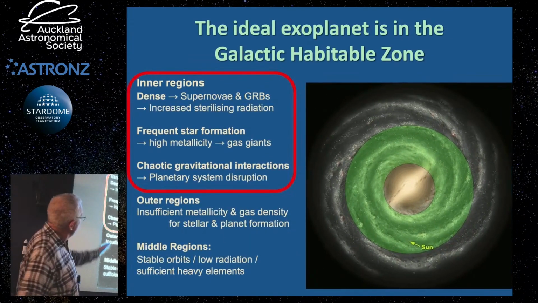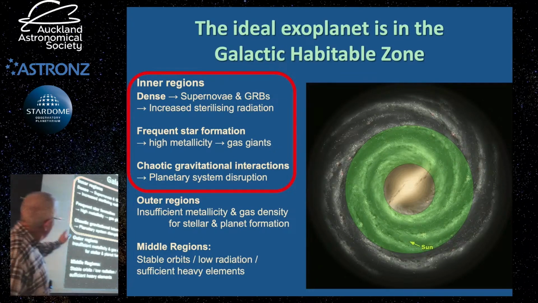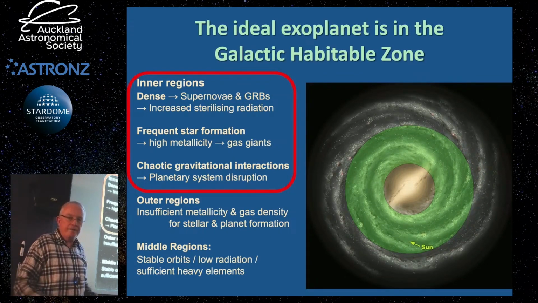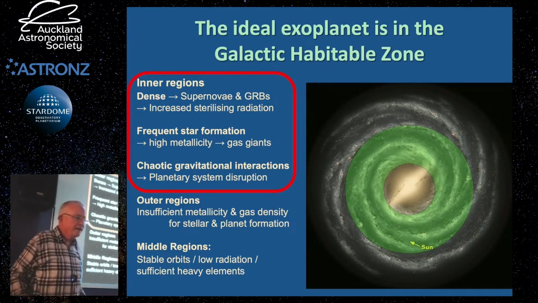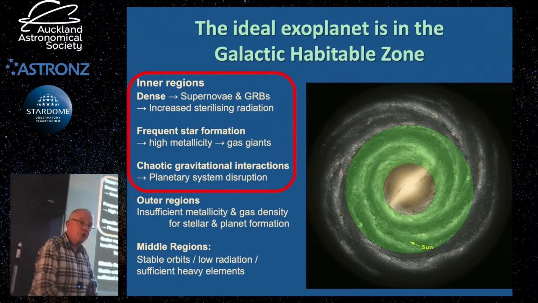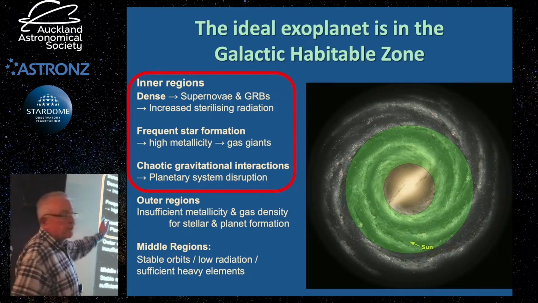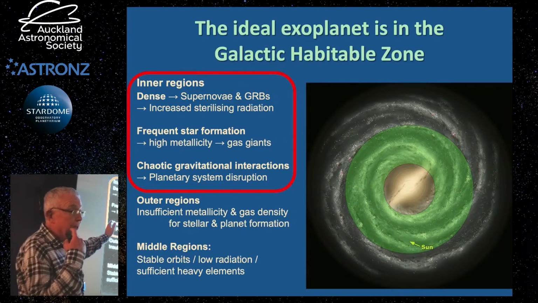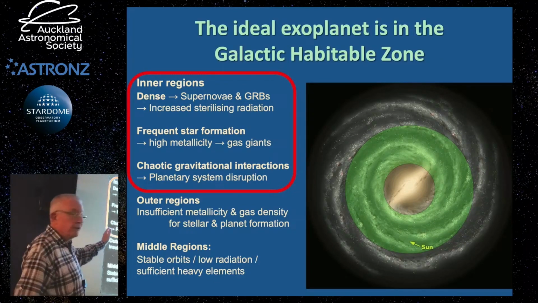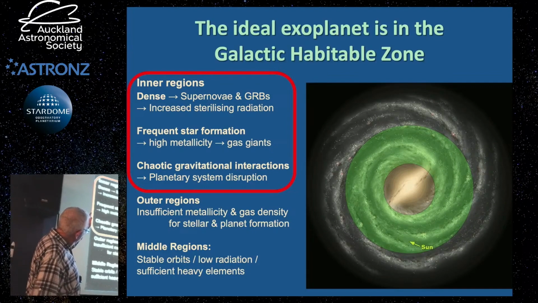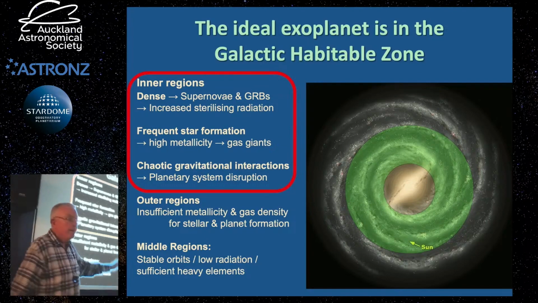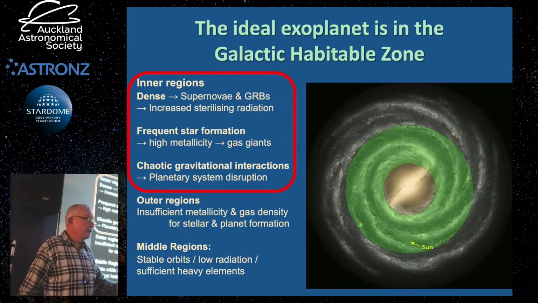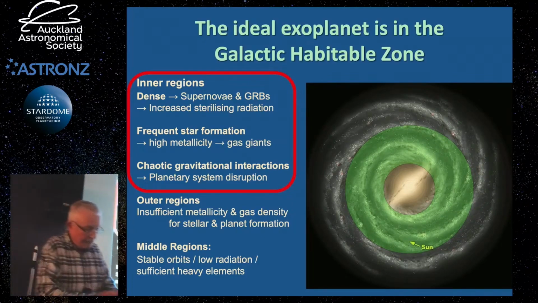Let's have a look at this. So in the inner regions, it's very dense. There's a lot of star formation going on, a lot of big, massive stars. So you're going to have a lot of supernova explosions and gamma ray bursts, sudden bursts of high energy radiation and high-speed particles after a supernova explosion. That's going to be huge amounts of sterilizing radiation to destroy any atmosphere and any life. Frequent star formation with large stars leads to high metallicity. Metals in astronomy is any element heavier than hydrogen and helium, in other words, oxygen, carbon, and so on.